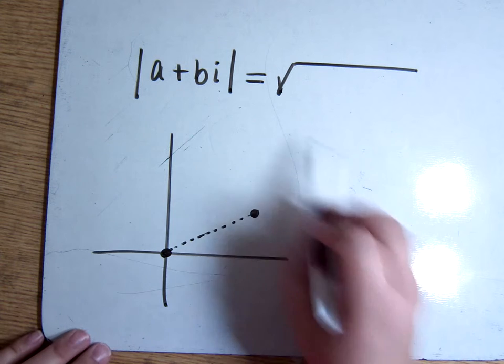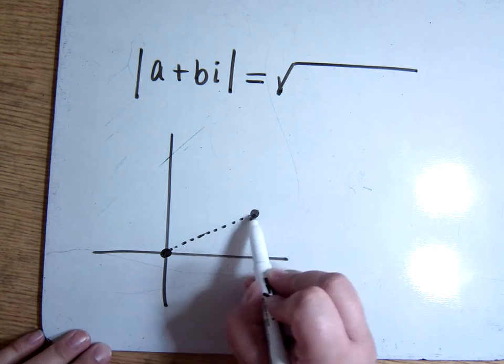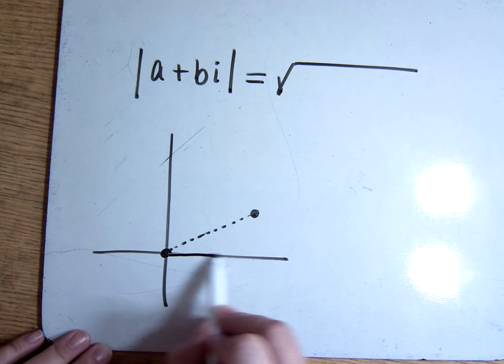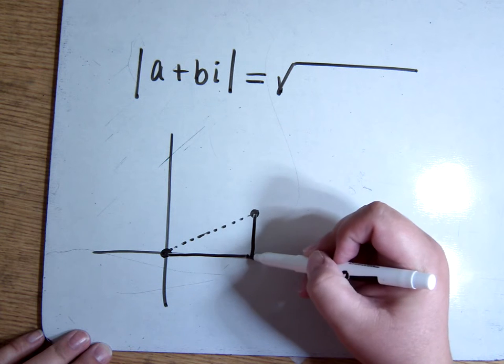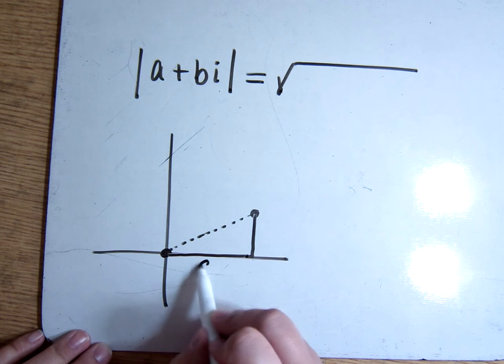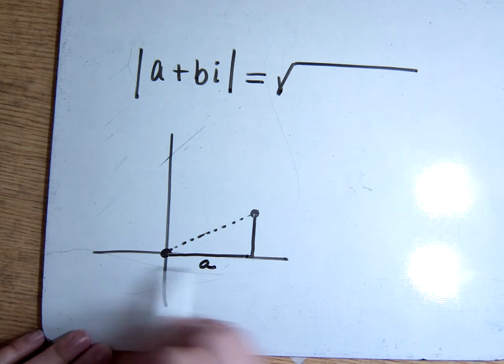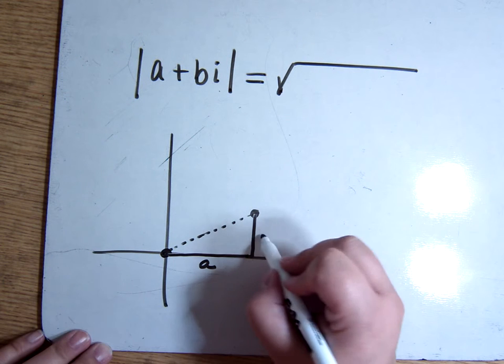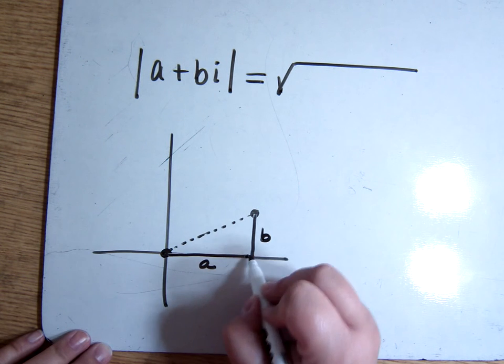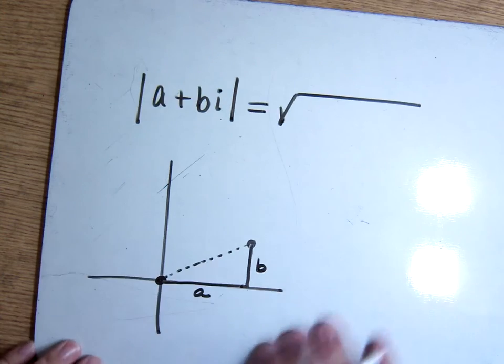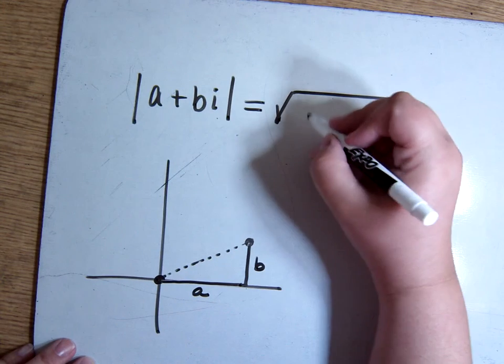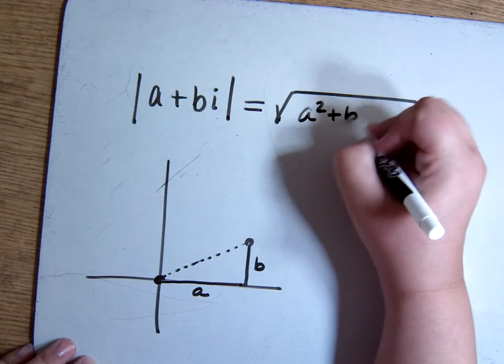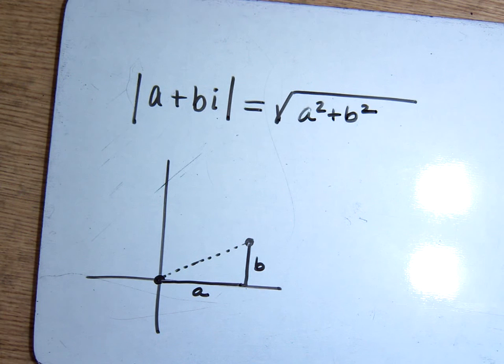So that becomes like a distance formula problem or a Pythagorean theorem problem. When we graph it, A tells us how far to go left or right, and B tells us how far to go up or down. It's like the Pythagorean theorem: A squared plus B squared, and the square root of it. So that is the definition of the absolute value of a complex number.